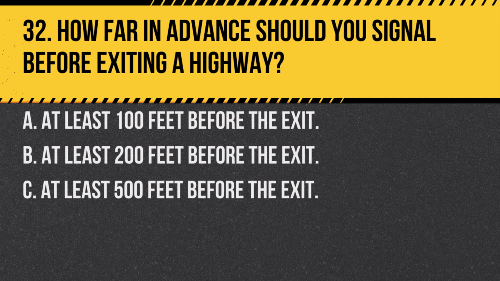Question 32. How far in advance should you signal before exiting a highway? A. At least 100 feet before the exit. B. At least 200 feet before the exit. C. At least 500 feet before the exit. Answer. C. At least 500 feet before the exit. This gives other drivers ample warning of your intention to exit.